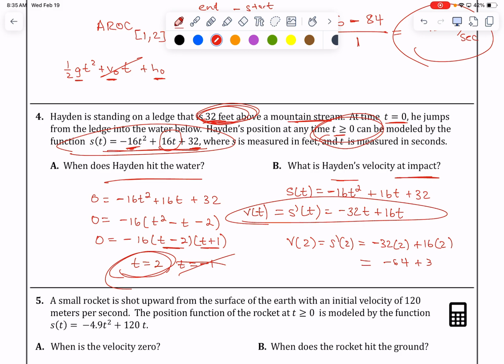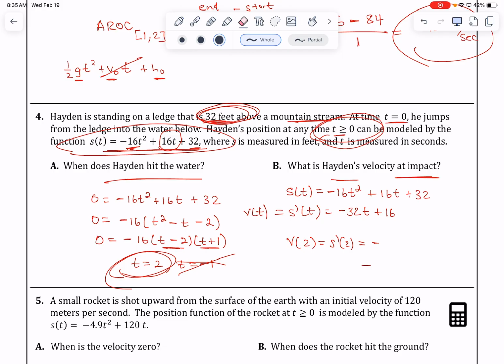Why does 16 still have a t? Oh, that's a good question. 16 should not have a t anymore. The derivative of 16t is just 16. Thank you. Negative 32 times 2 plus 16. Negative 64 plus 16, which is what? Negative 48, and that would be feet per second, which tells me we're moving down. We're going down, which obviously, when you hit the water, which direction were you moving?